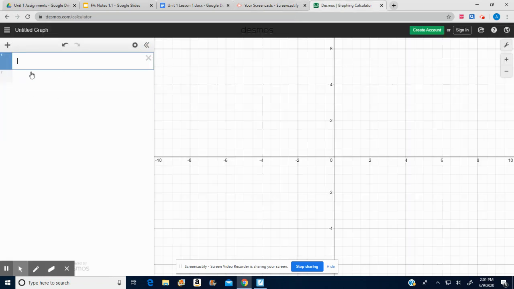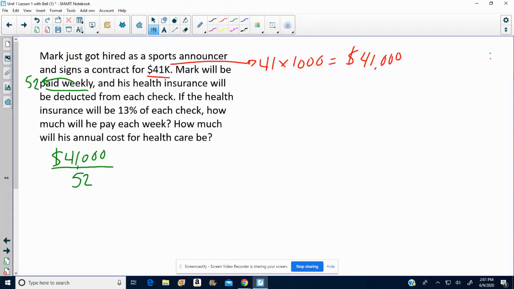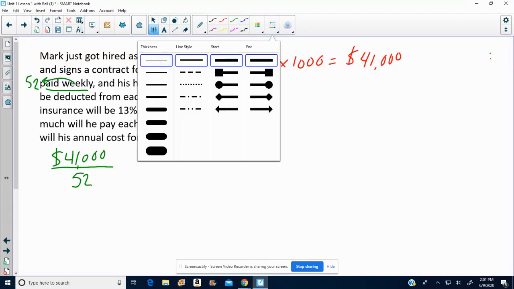I'm going to delete those out for keeping it clean here. 41,000 divided by 52 gives me $788.0461. Again, we're going to round this. So since that third decimal is a 1, we're going to just round that off at 46. So $788.46 is his weekly pay.